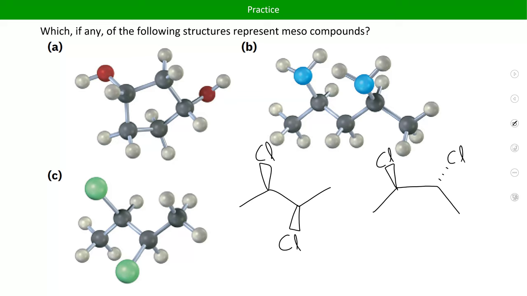Gotcha. The meso version, so there's this version, the mirror image of this, where the chlorines are flipped, one's into the board, that one's out of the board, and then the meso version, where they're both in the board or both out of the board.